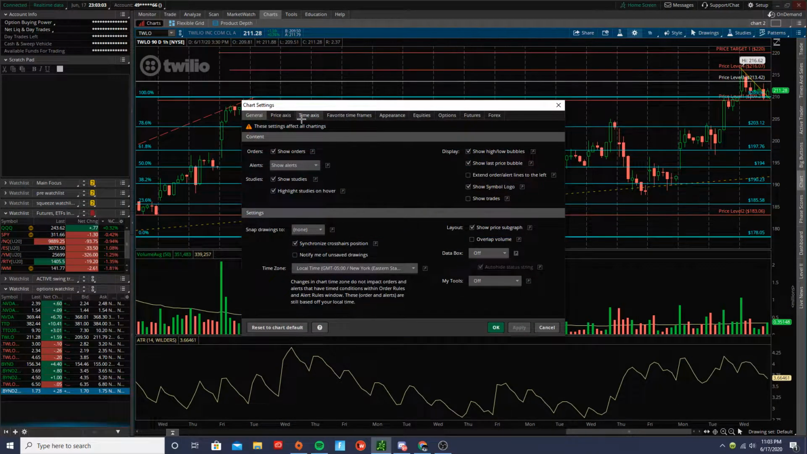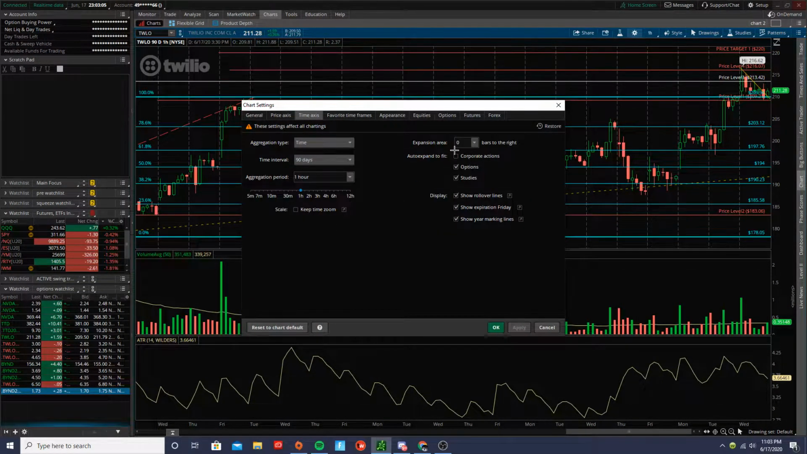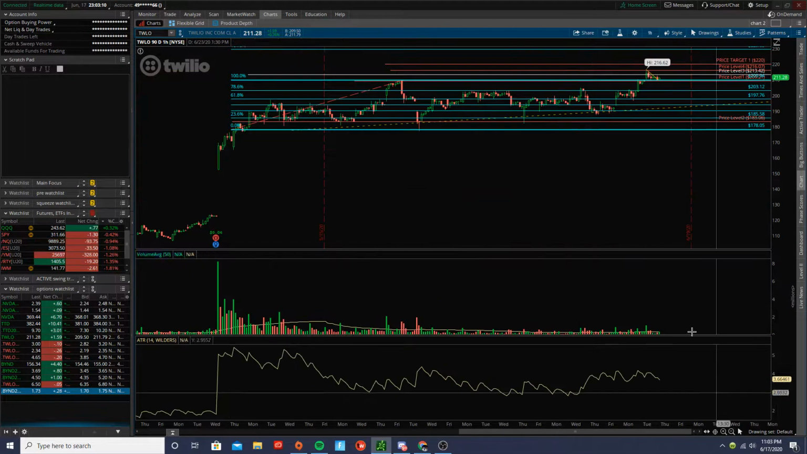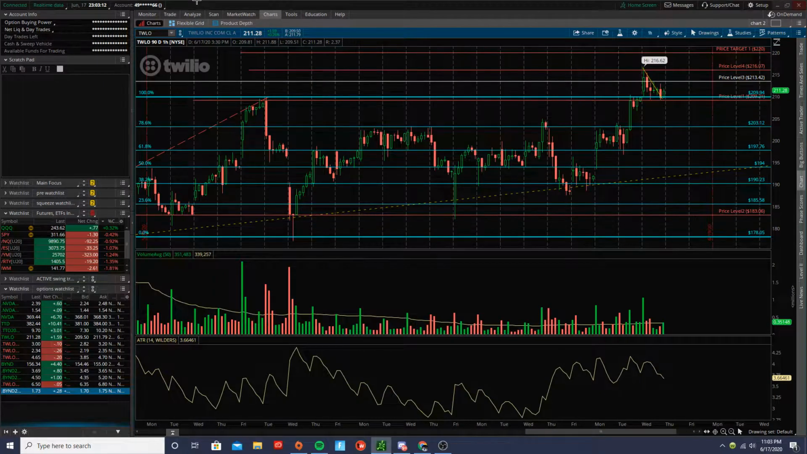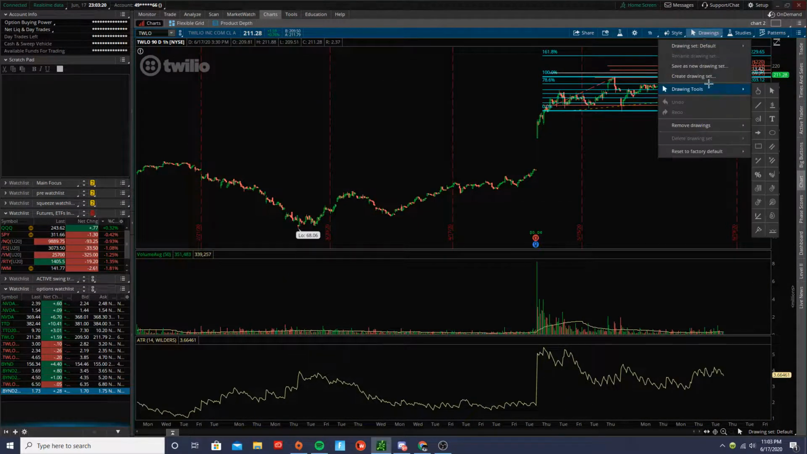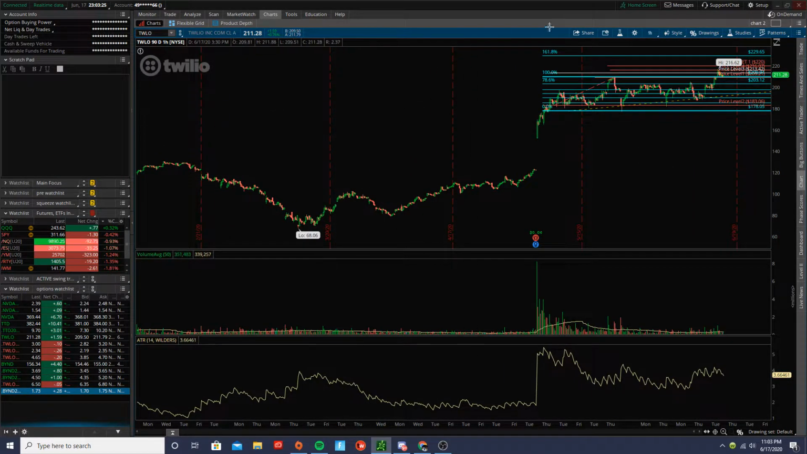I then go here, I go to price or time axis, and I move this to 50 bars to the right just to get it more in the middle, like that. And that's really what I do with this chart, nothing else. I use Fibonacci retracement levels. You can go to drawings and use these here if you wanted to.